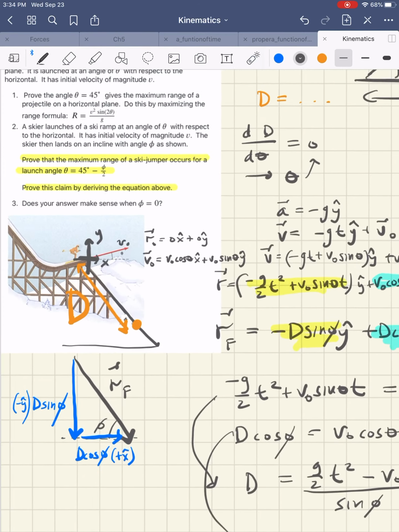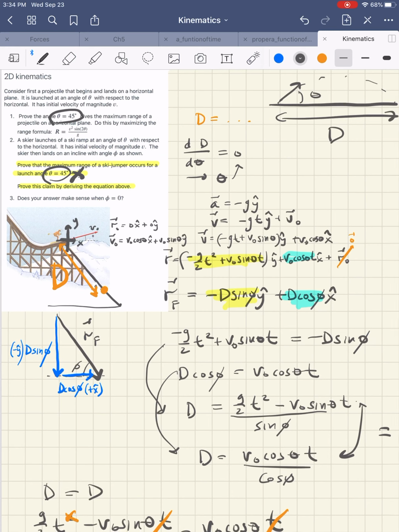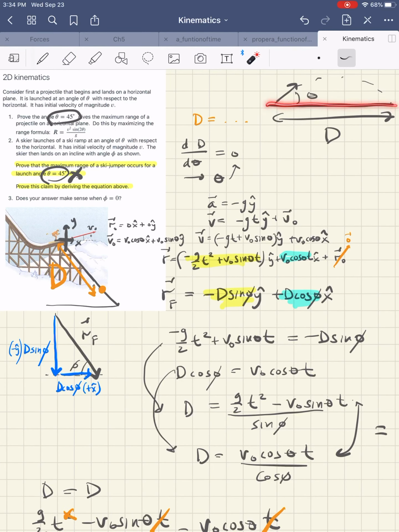And you can see in the limit phi goes to 0, of course it makes sense because theta equals 45 degrees, and I've recovered the same problem on the horizontal plane. All right, so good times.